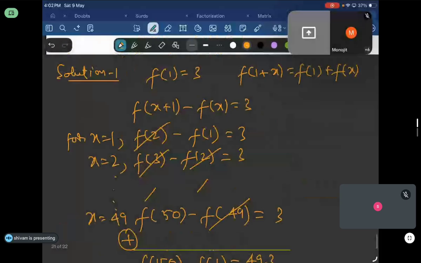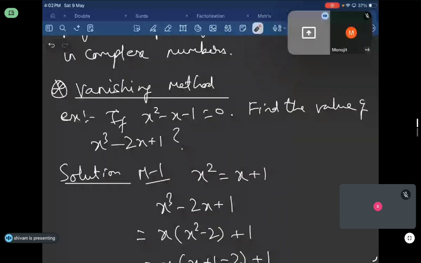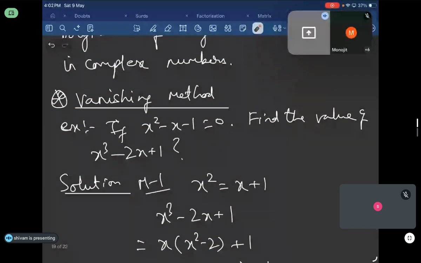Pay attention. So what is vanishing method? You will be given a quadratic. A quadratic will be equal to 0. You need to find out the value of x cube minus 2x plus 1. So your task is to always keep on reducing the powers. The whole idea of vanishing method is you have to keep on reducing the powers. So I've got x cube minus 2x plus 1.